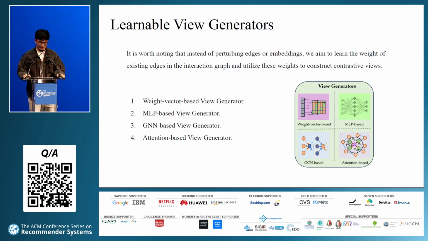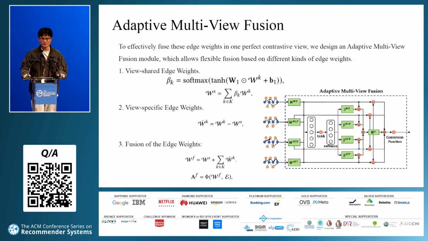And here are the 4 view generators. The first is the weight vector-based view generator, and the second is the MLP-based view generator. The third is GNN-based, and the fourth is attention-based. And finally, after the 4 generators, we want to fuse all these different views. To effectively fuse these weights into one perfect contrastive view, here is the adaptive multi-view fusion module, and it allows flexible fusion based on different kinds of edge weights.